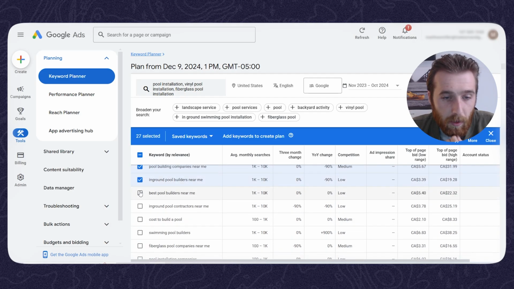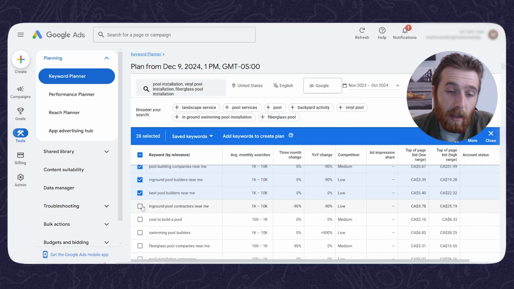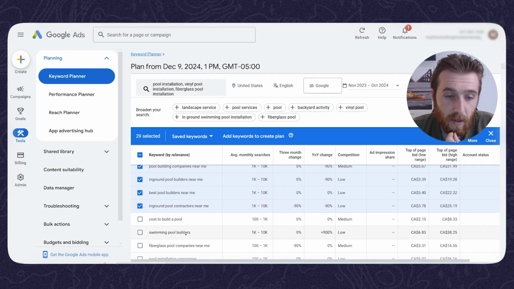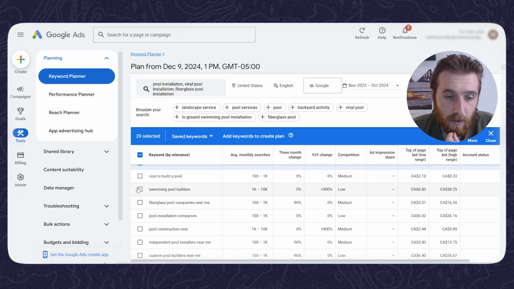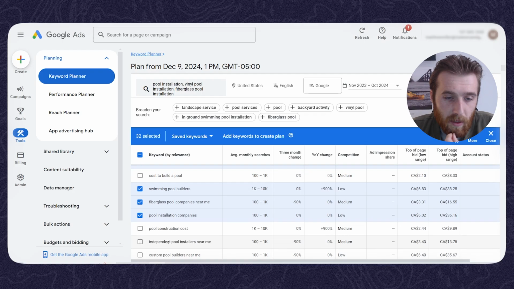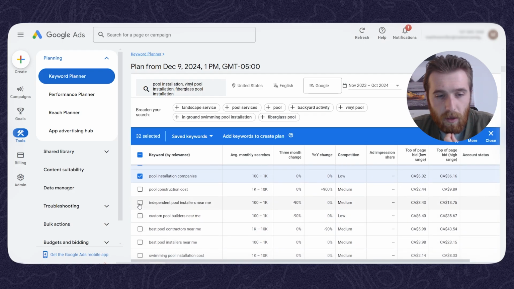And we're just literally going to go through this. Pool builders near me, good. Cost to build a pool, that could be in the actual cost section. In-ground pool contractors near me. Swimming pool builders, yep. Fiberglass, yeah. Pool installation companies, construction costs, we're going to do that.